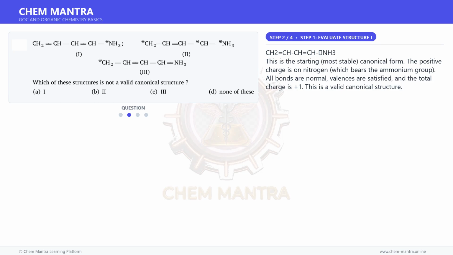Moving on to the next step. CH2=CH, CH=CH, NH3. This is the starting, most stable, canonical form. The positive charge is on nitrogen, which bears the ammonium group. All bonds are normal, valences are satisfied, and the total charge is +1. This is a valid canonical structure.